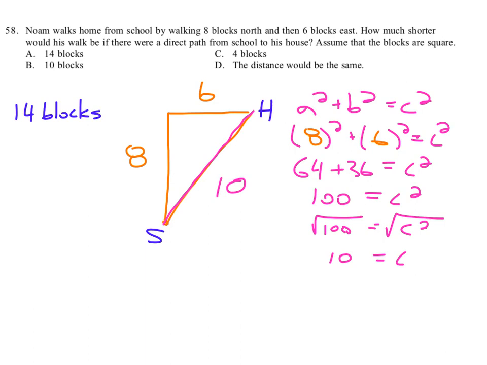Okay, so it said how much shorter would his walk be if he had a direct path from school? Well, if he has to walk 14, but he could have walked 10 if we had this road, then his walk would have been 4 blocks shorter. Instead of having to go the full 14 blocks, he could have just gone 10. And so we have an answer for this of 4 blocks. How much shorter is this diagonal length from walking this way along the grid?